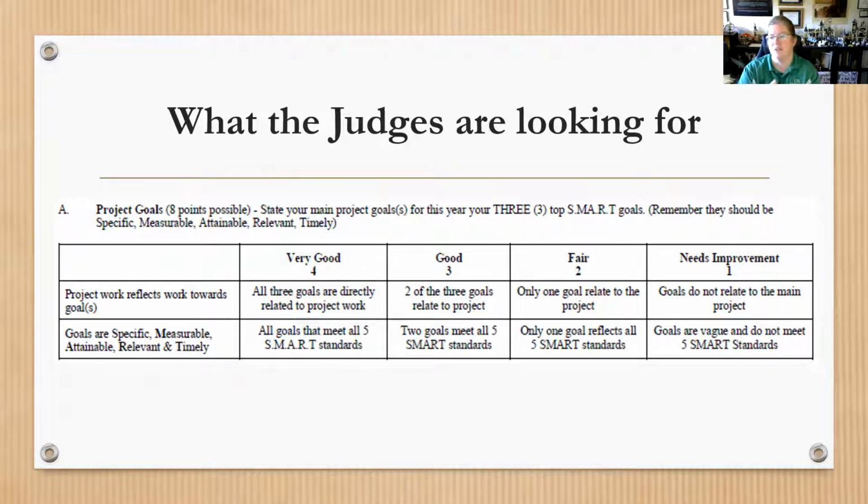Now, I'm not even thinking on the fly here, but you may have two related to rocketry, and then you have that one offshoot. The judges want all three of those there. And then they're looking at whether they meet all five of those SMART standards. They want to make sure, again, that they're specific, measurable, attainable, relevant, and timely. If none of the goals meet all five, they're going to give you one point, all the way up to if all three of the goals meet the five standards, you'll get full credit.